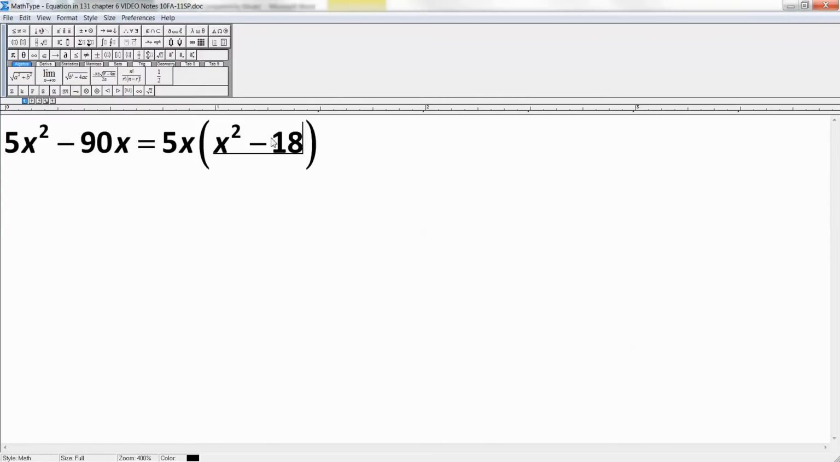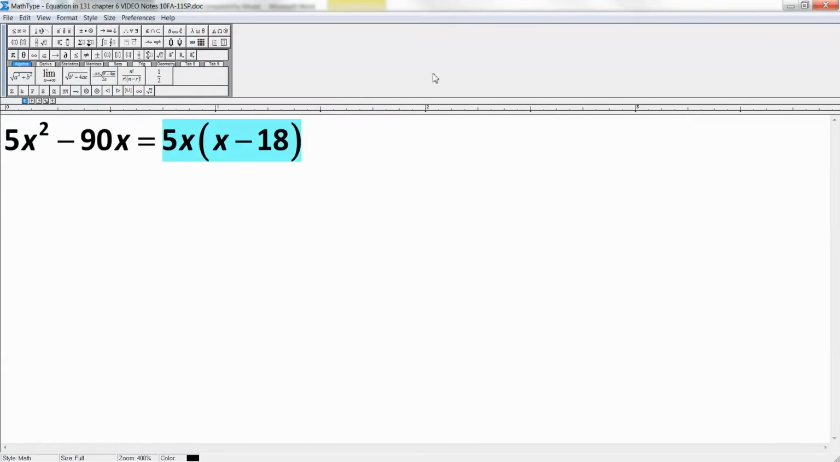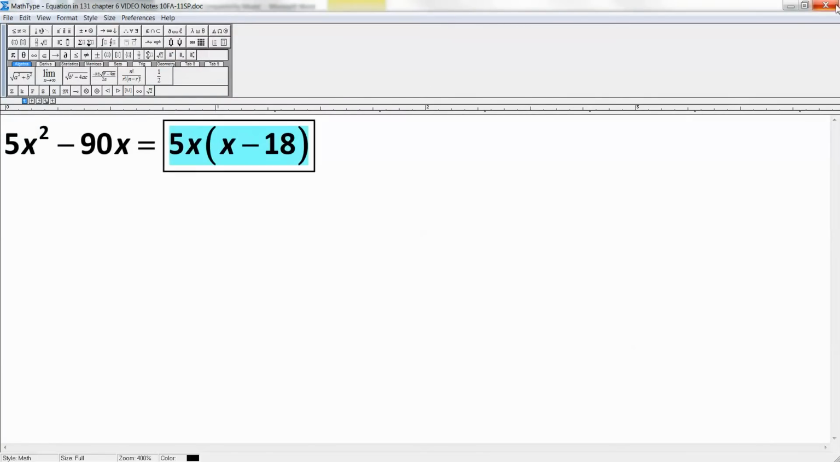Wait, did I do that wrong? Yes, I did. It's not x squared. I'm losing my brain. All right, so it's x, right? Because you had 2 x's right there. You took 1 out, right? That leaves you 1x left over. So it's 5x times x minus 18. Done, right? There's nothing else to do. It's a GCF factoring, right? So I just threw that one in there for the fun of it.